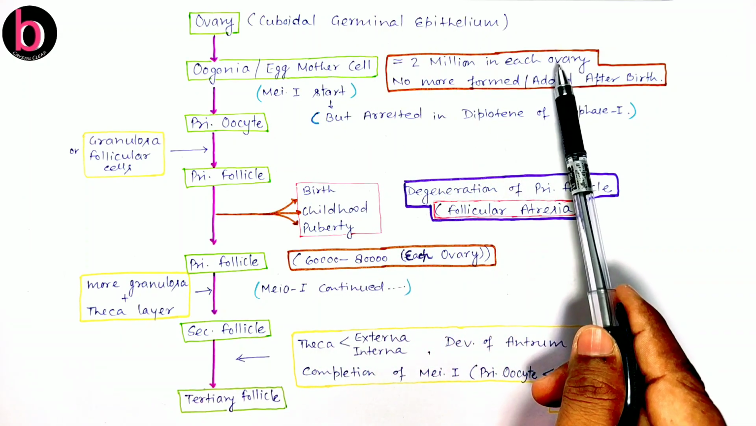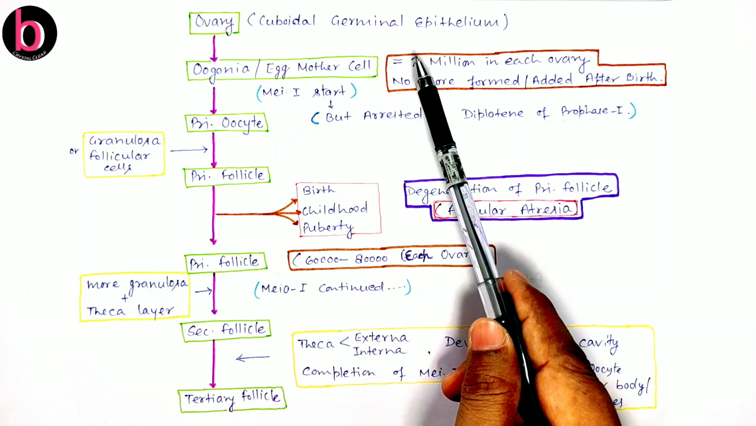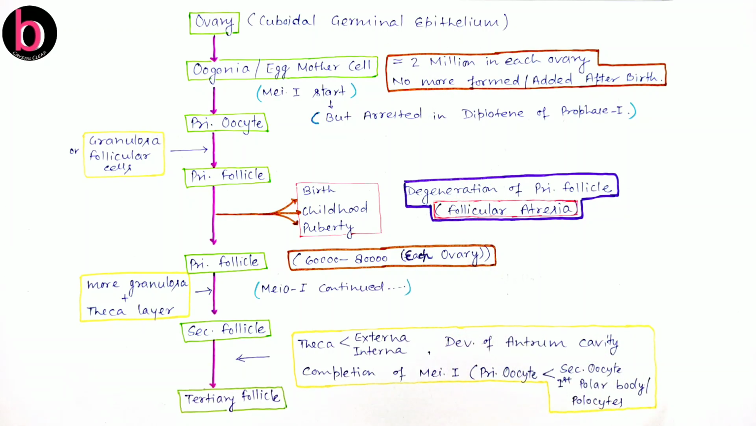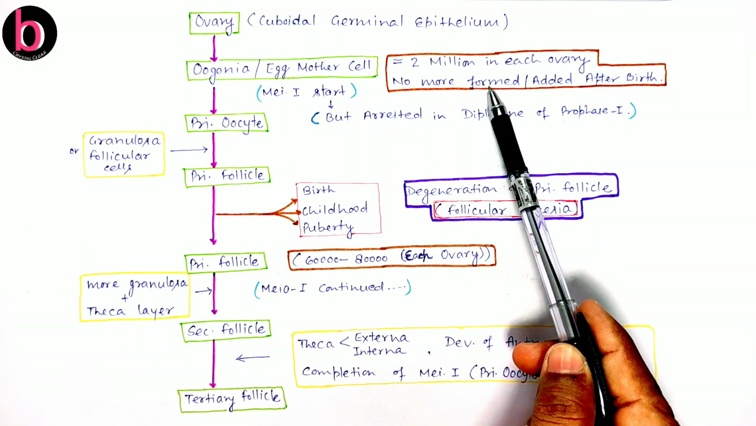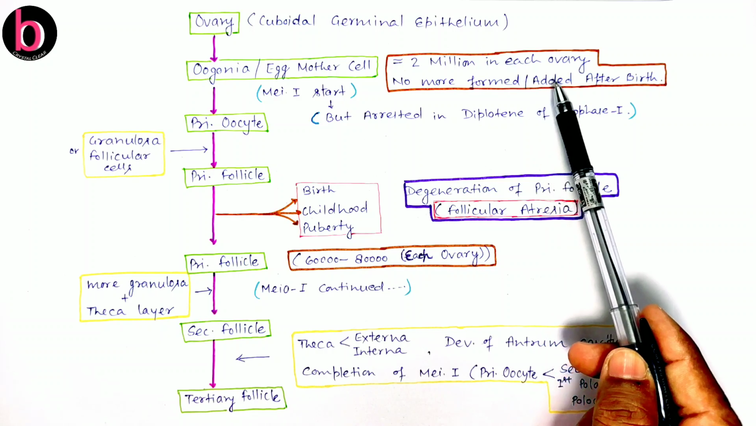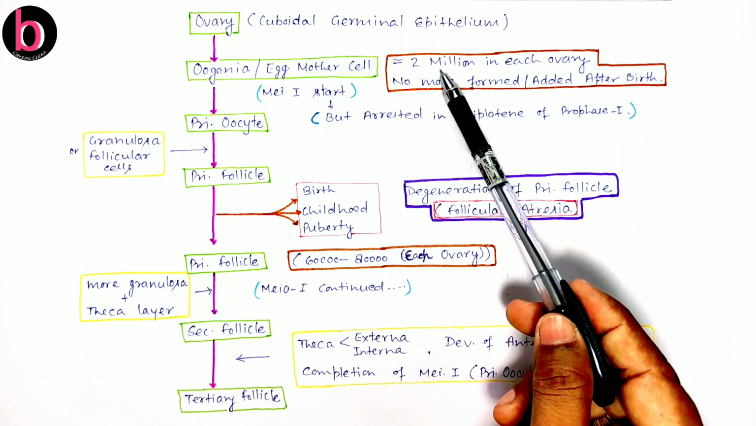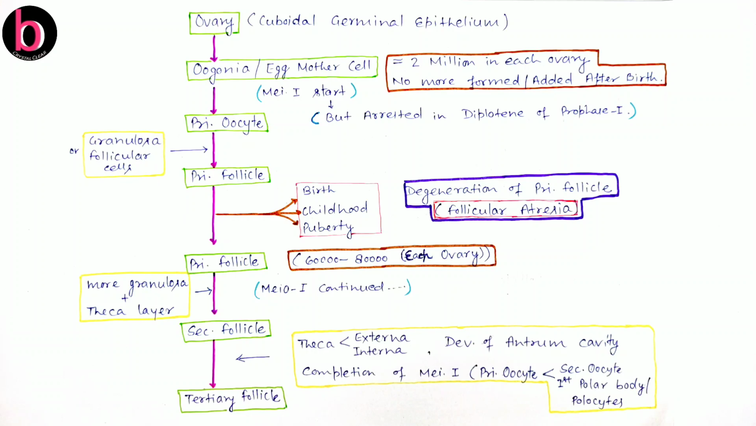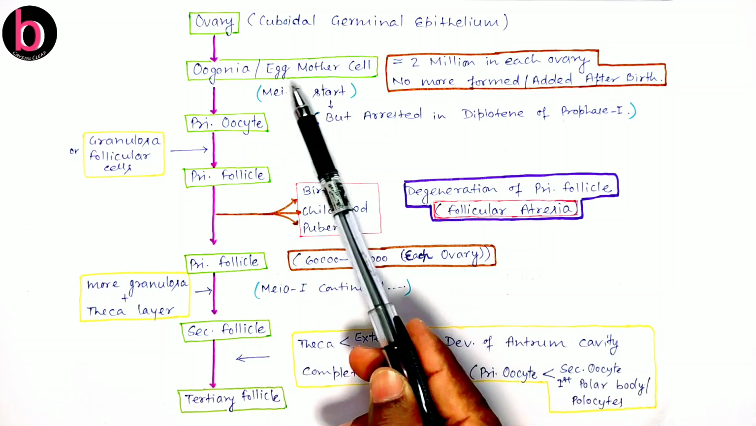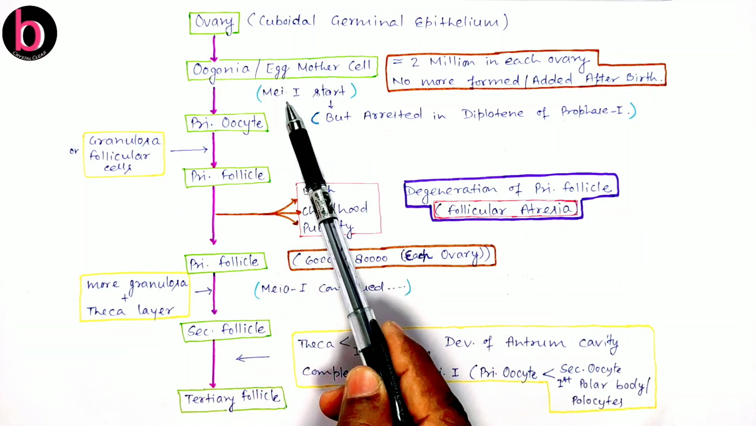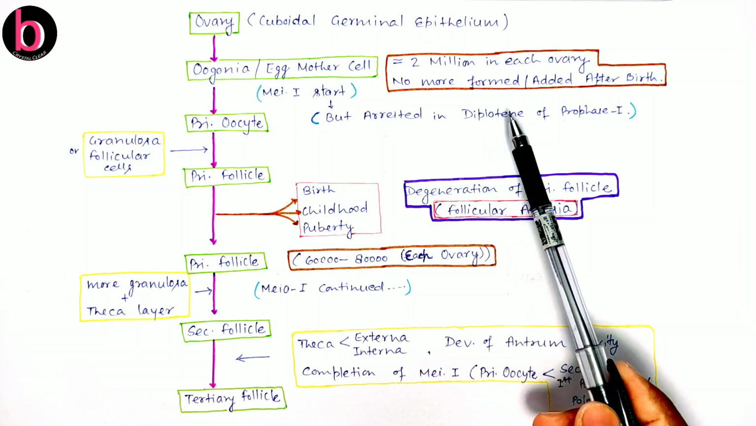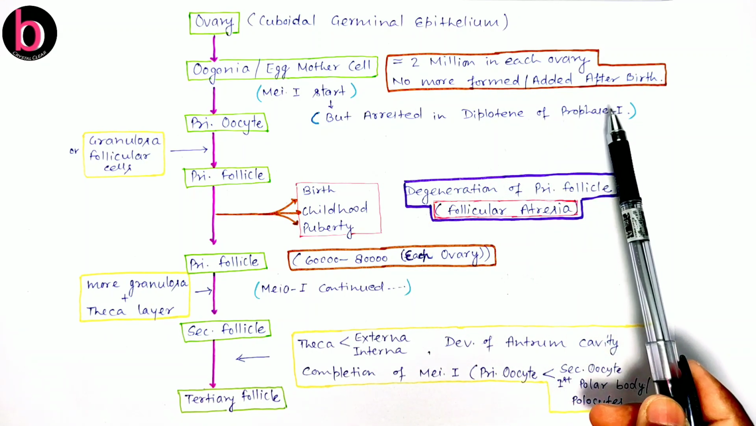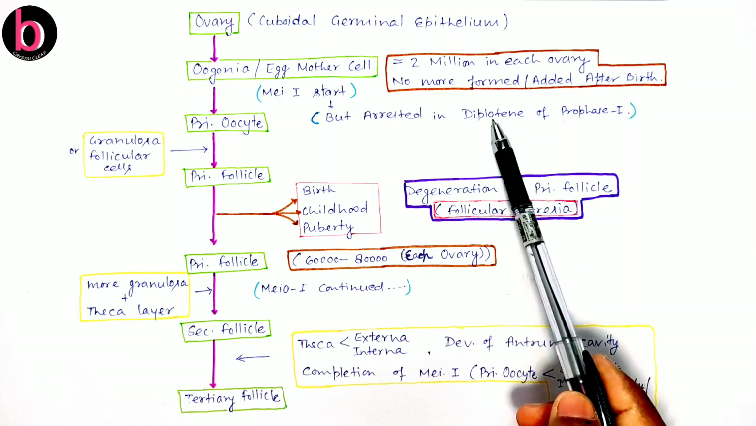In NCERT it is given that there are nearly 2 million egg mother cells or oogonia present in each ovary at the time of embryonic development in that respective female, and no more oogonia or egg mother cells are formed or added after birth, and from here there will be a gradual decrease in the number of oogonia because of their death. So in these oogonia, meiosis first starts, but very quickly it gets arrested in the diplotene phase of prophase I. So this point is very important.